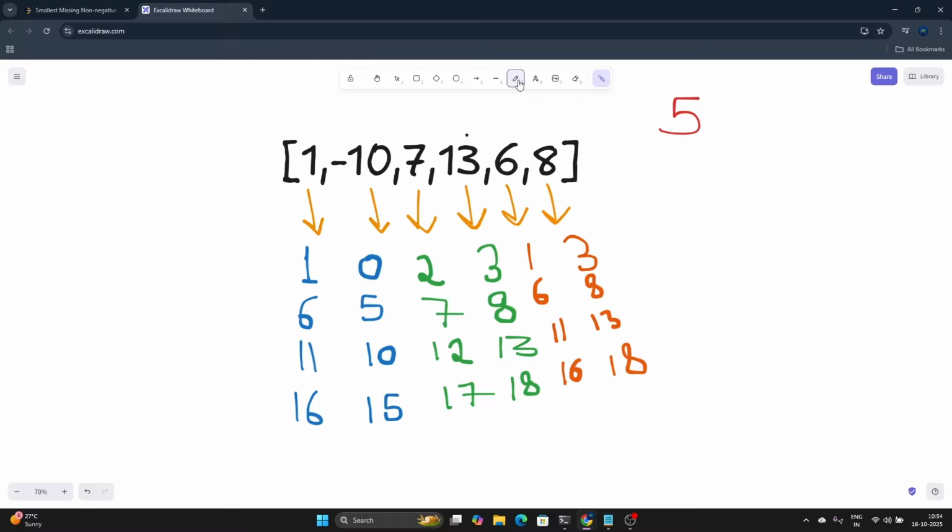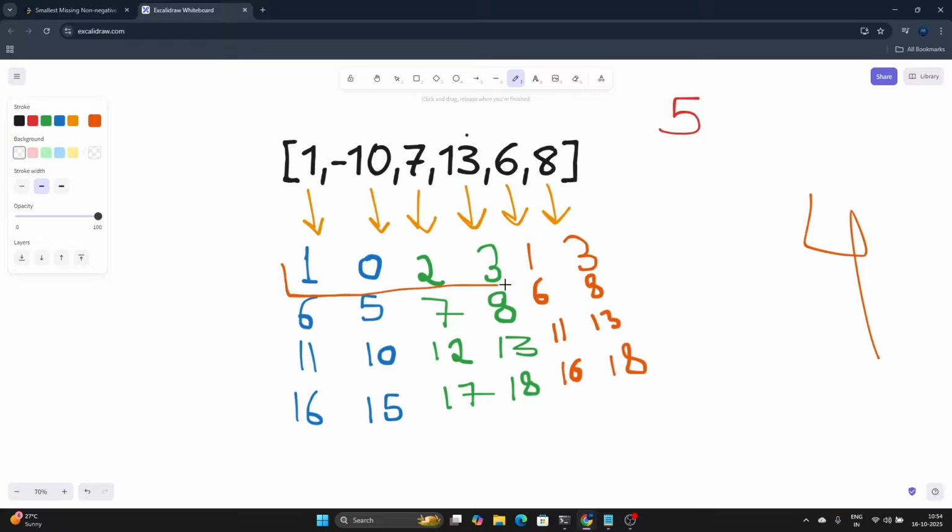The output in this case is actually 4, right? But what's the logic to find out this output? It's very simple, guys. If you have this particular data, then concentrate on the first row. Don't worry about the other data. Let me just ignore the other data, right? Just focus on the first row. Let me highlight this first row actually.